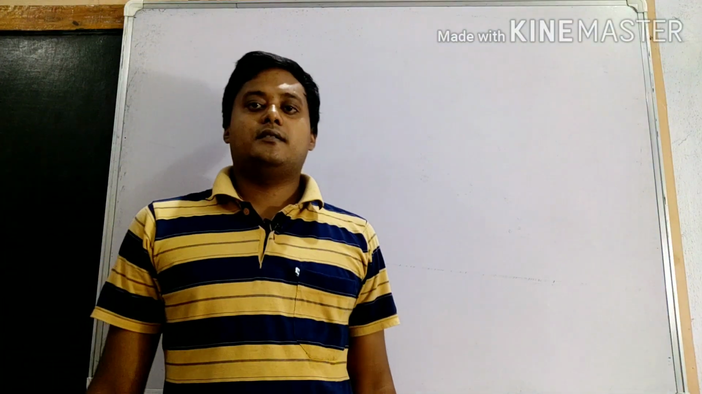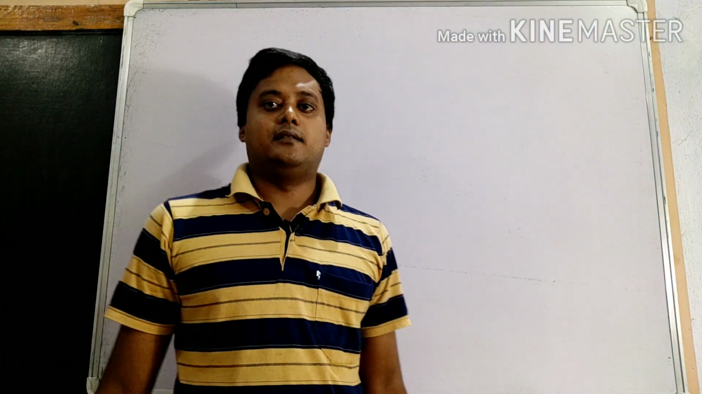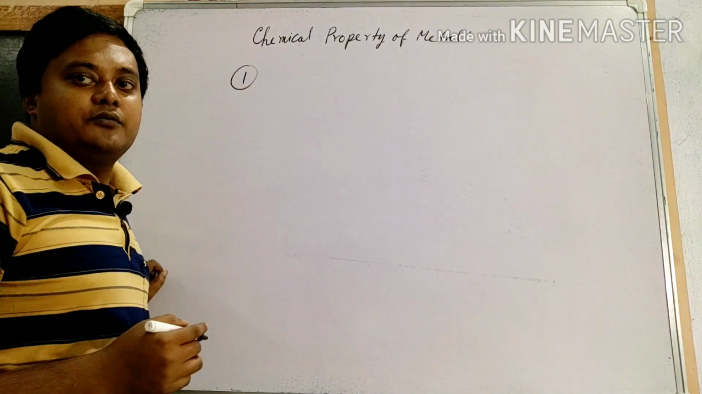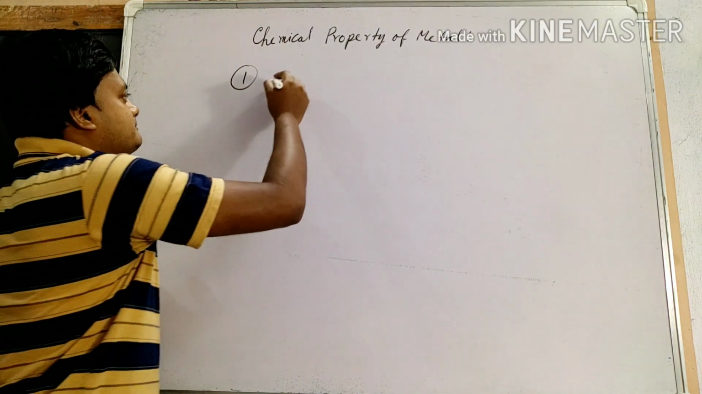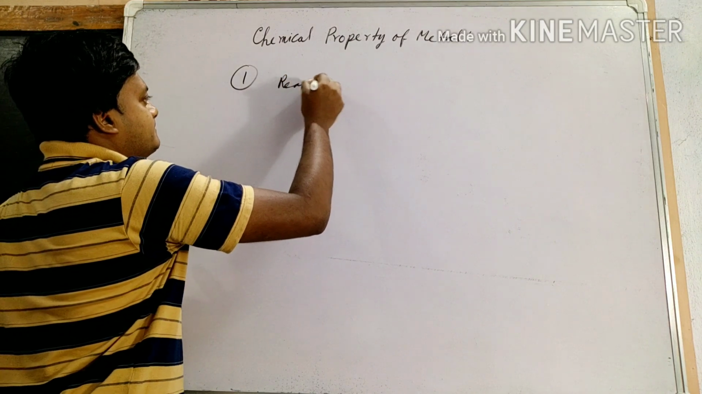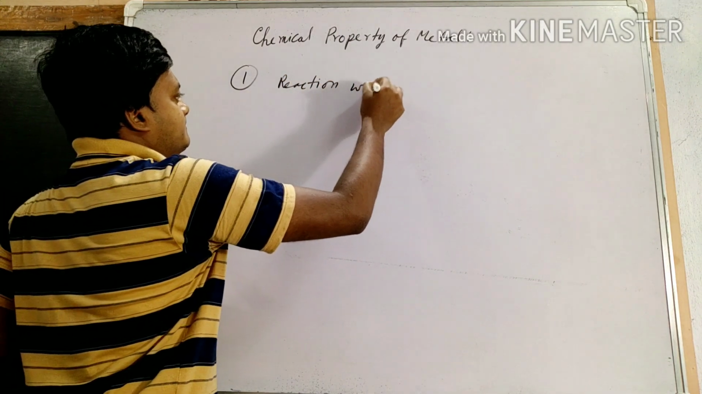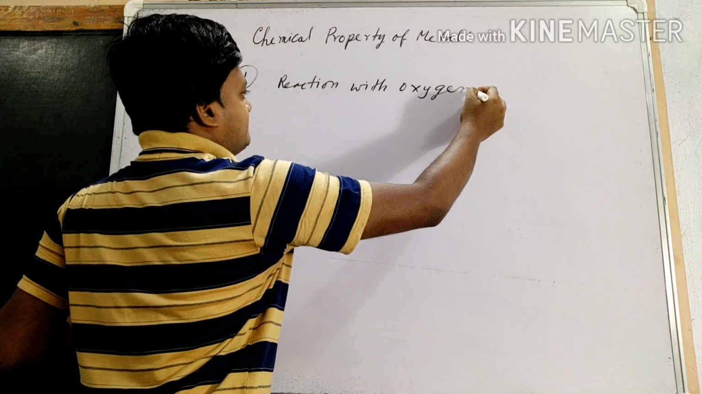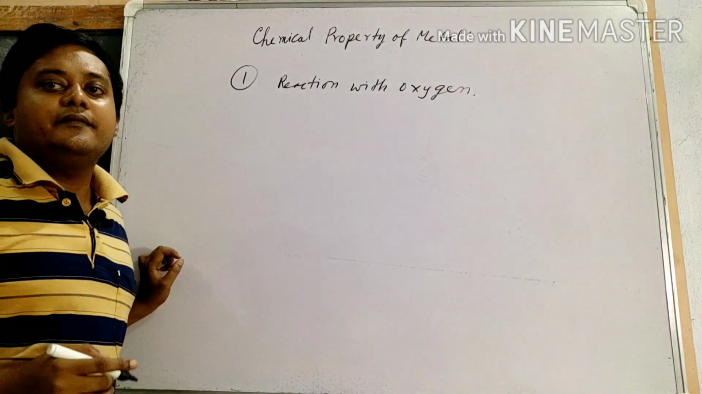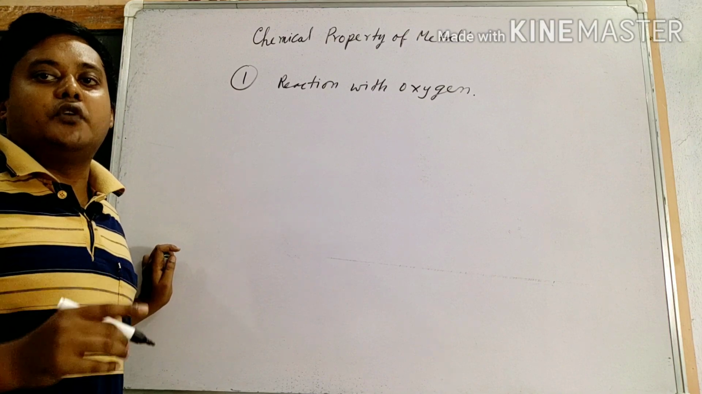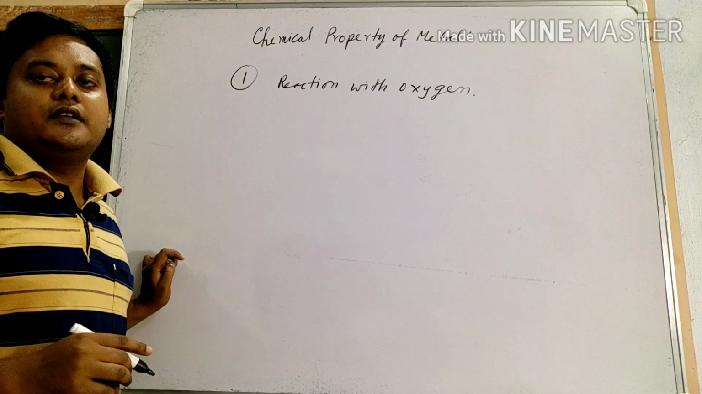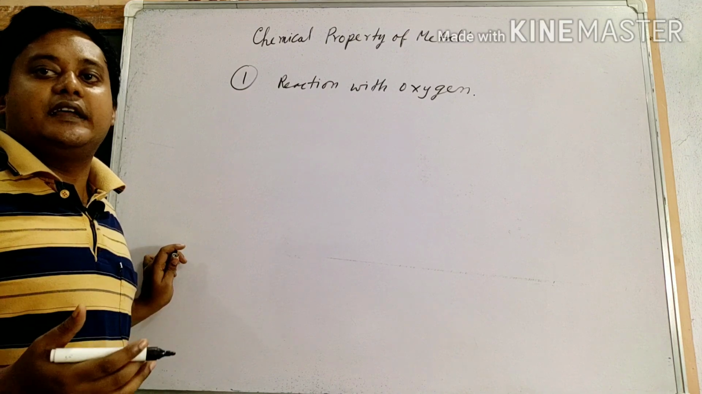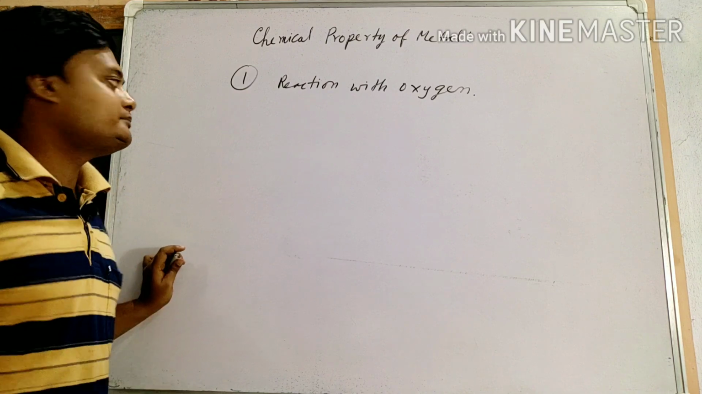Today we will discuss chemical properties of metals. First one, reaction with oxygen. Metal reacts with oxygen to form metallic oxide, which is generally basic in nature. Few exceptions are there.